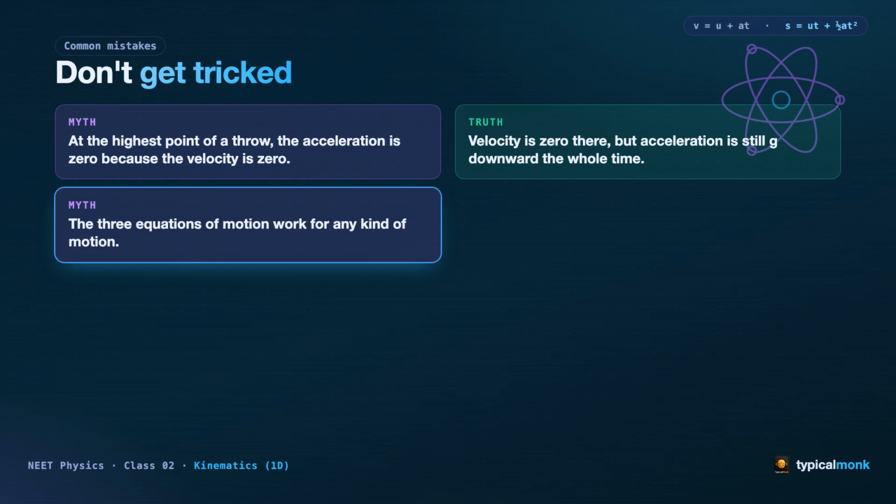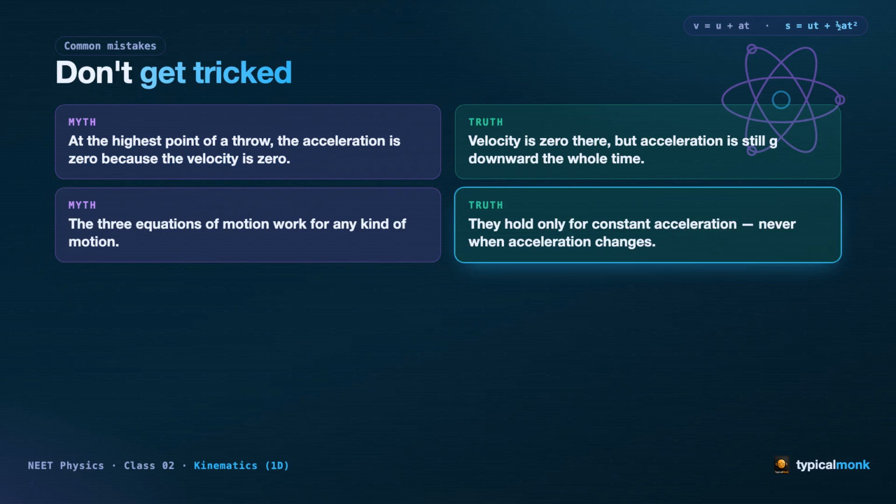Myth 2. The three equations of motion work for any kind of motion. If they solved the last problem, surely they solve them all? The truth, they hold only when the acceleration is constant. The moment the acceleration changes with time, these equations break, and you must use graphs or calculus instead. A powerful tool, yes, but only within its one condition.